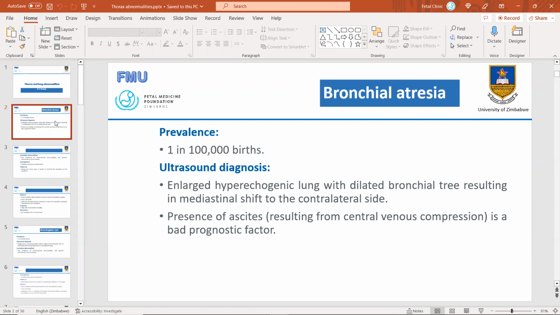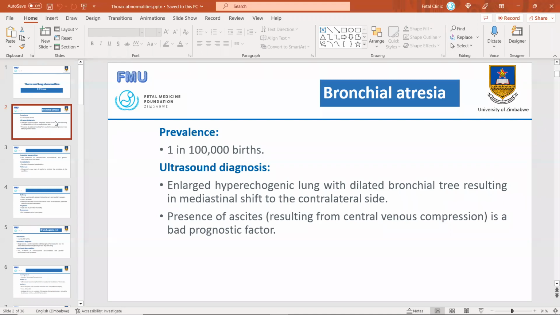So how do you suspect it on ultrasound? Normally, I think we once saw one, from my memory. So you see enlarged hyperechogenic lungs with dilated bronchial tree, which result in mediastinal shift to the contralateral side. That is bronchial. What is a bronchus? A bronchus is that division that comes out of the trachea. The trachea divides into 2 bronchi, the right and the left bronchi. So that is what we are talking of, the bronchi.